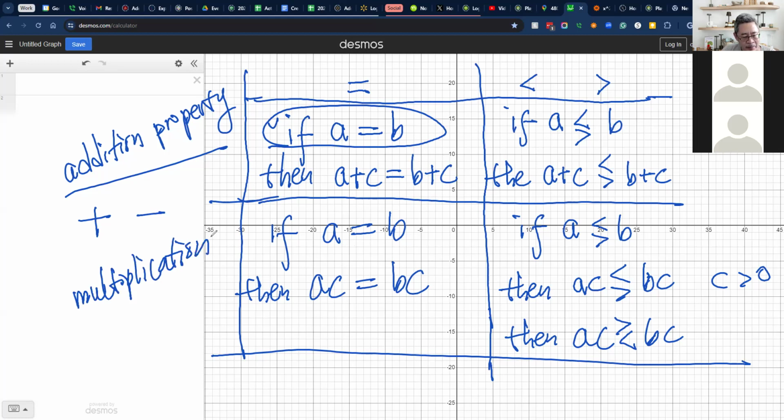That means if we have an equation, then as long as we multiply the same thing on both sides, the equation is still true. And for inequality, it depends on what C is. If C is positive, then when you multiply the same thing on both sides, nothing changes. But if C is negative, then we have to flip the inequality. So this is called the multiplication property.